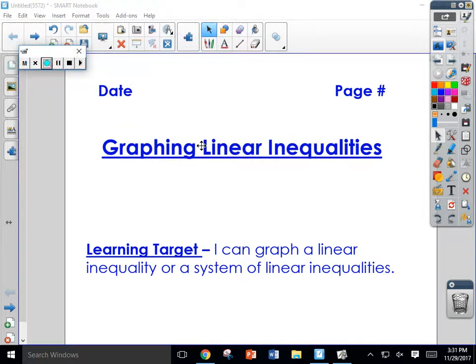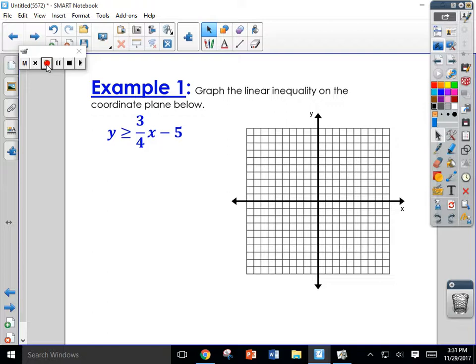Alright, I want you to take your time to get your date and your page number and your title and your learning target, and make sure you get all these things in your table of contents. Once you've got that information down, go ahead and write down, or we're going to look at example 1.